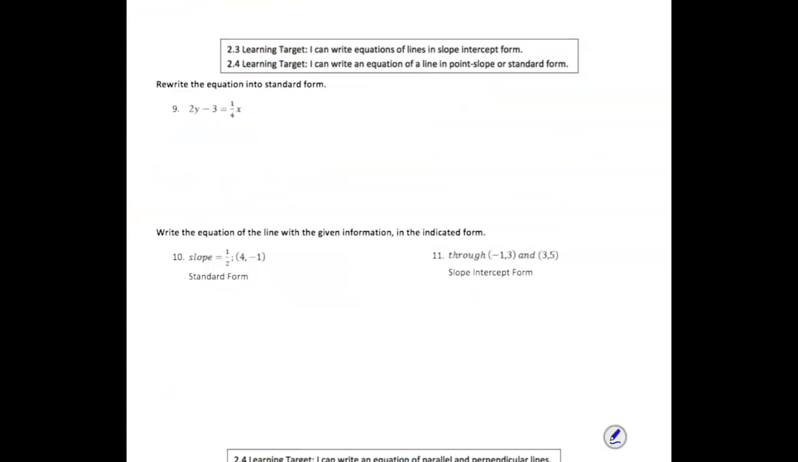All right, our next learning target is looking at writing equations for lines. We have 3 different versions. We have slope-intercept form, point slope, and standard form. The first question says to rewrite the equation into standard form. Standard form is where we have ax plus by equals c. Our x and y's have to be on the same side and our constants on the opposite side.